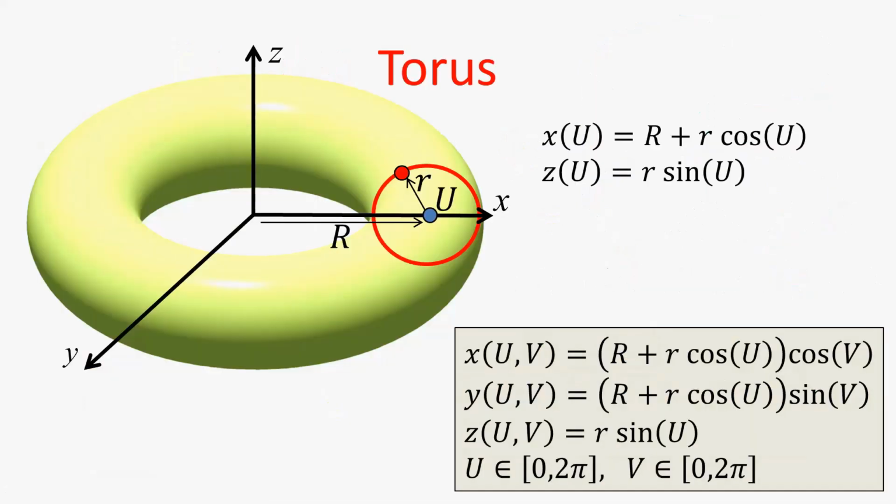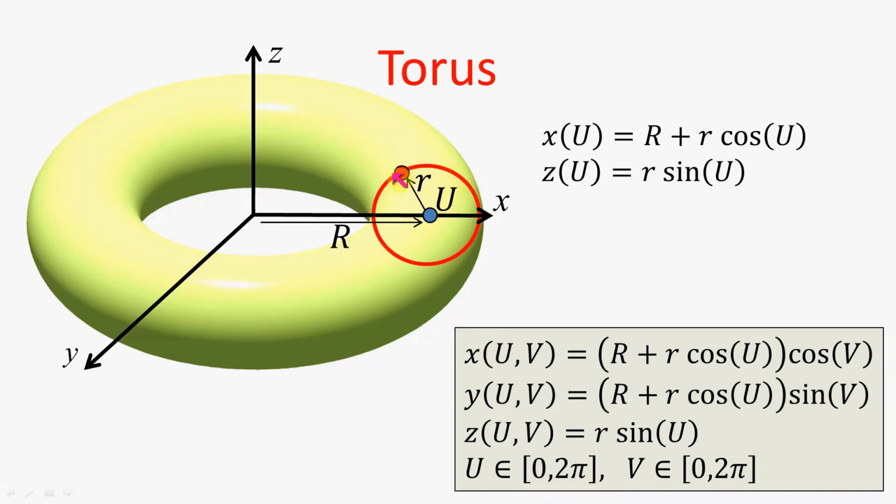Our second example is the torus. The torus can be imagined as a rotational surface. Here the profile curve is just a circle of radius lowercase r, and its center is at distance uppercase R from the origin of our coordinate system. This circle is parameterized with parameter u, so the range of u is 0 up to 2 pi.